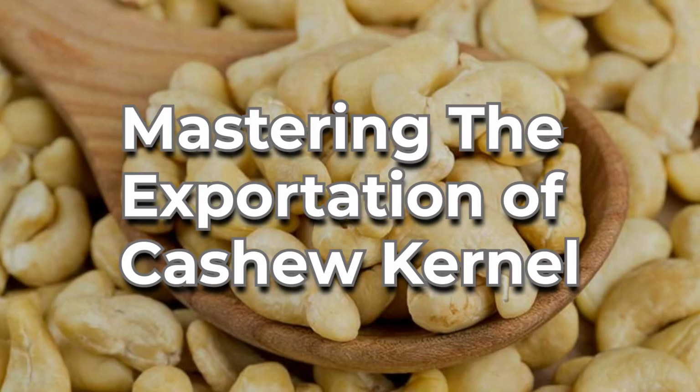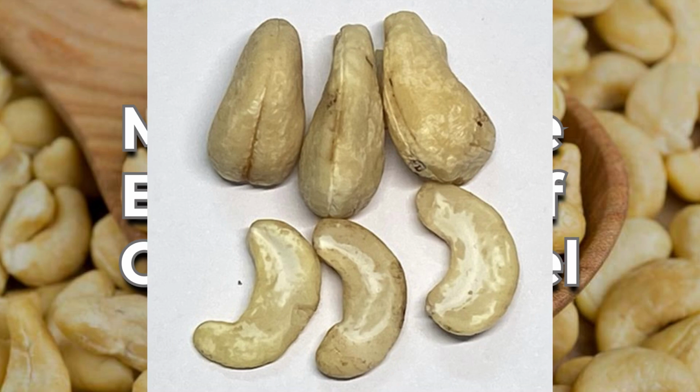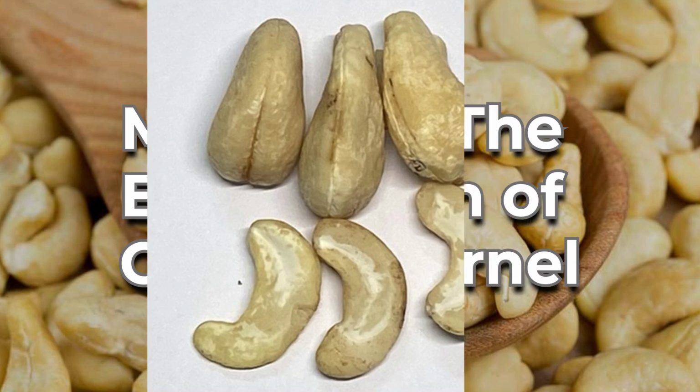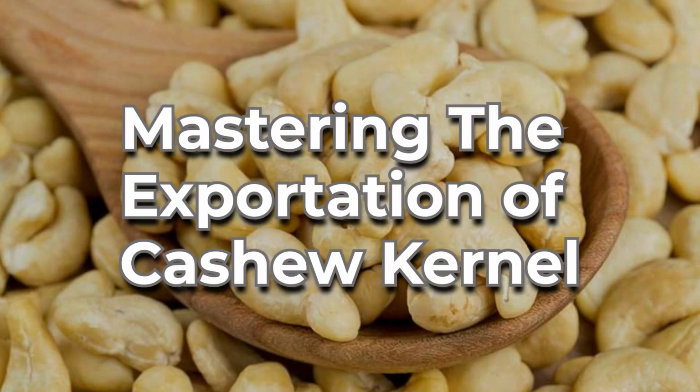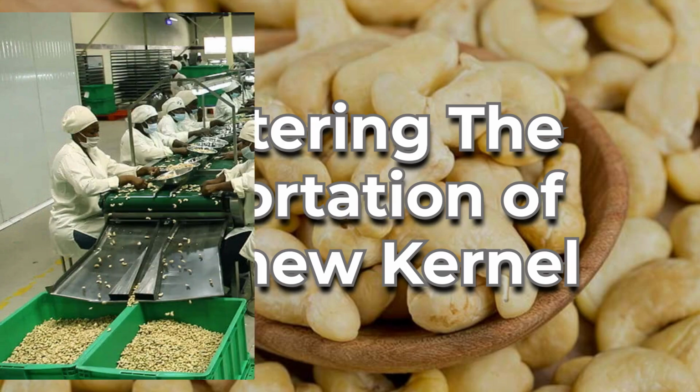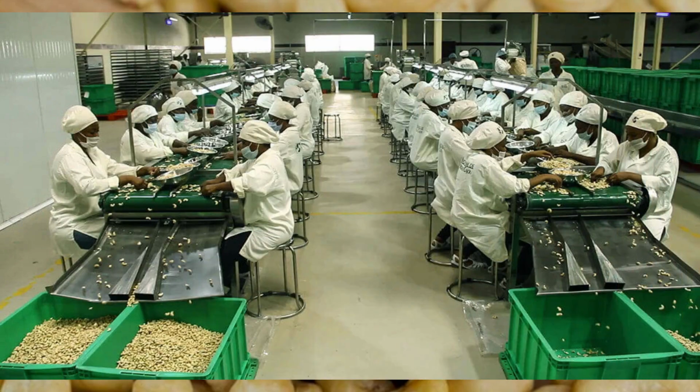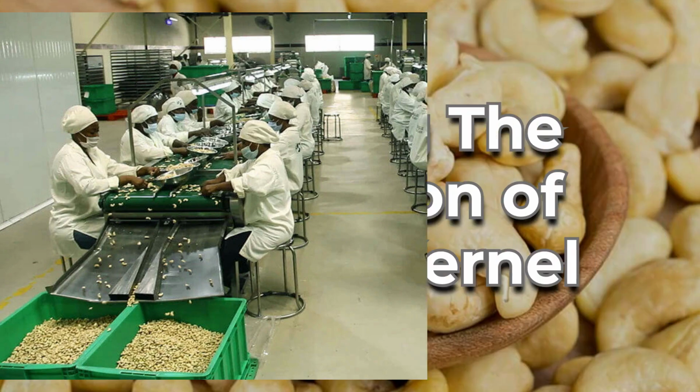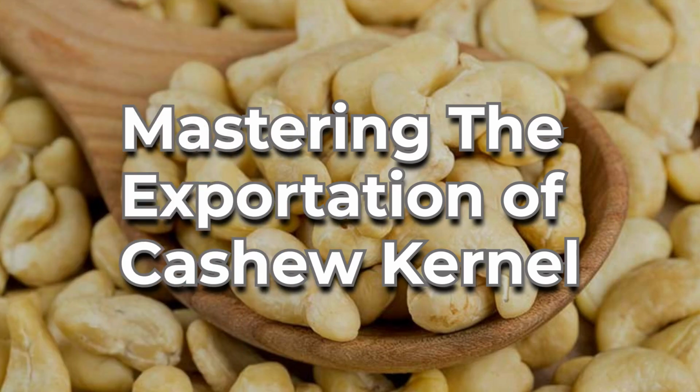Then we have poor kernel appearance. Irregularly shaped and discolored kernels may result from improper processing or storage conditions. Ensure proper processing techniques, including sorting, grading, and implementing quality checks at various stages. Now, the beauty for many of us here, I'm not sure if any of us actually has a processing plant, but at least if you are buying, you know what to look out for.